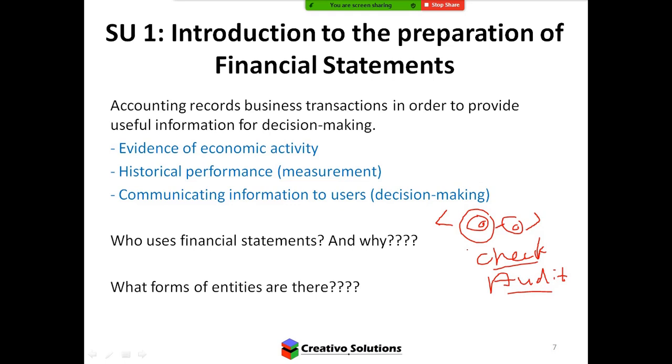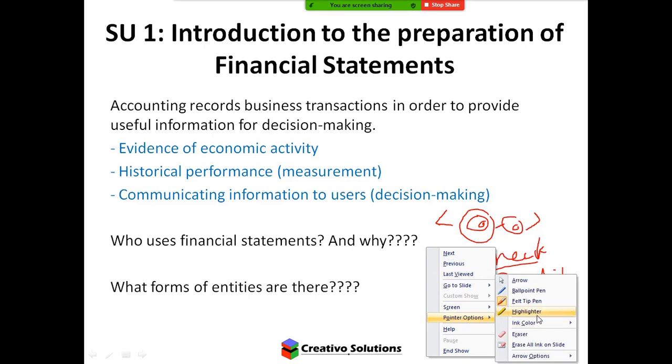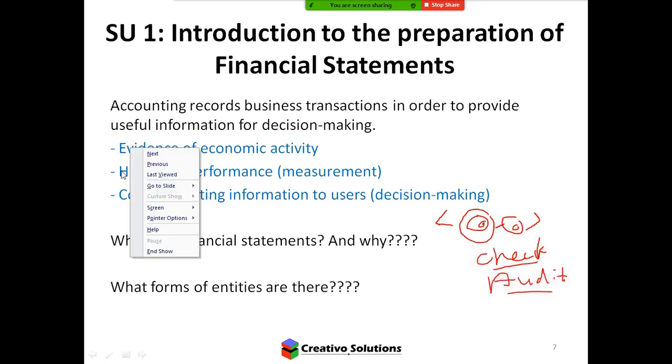So this is what this slide is talking to. It's talking to the process. Accounting records have to be recorded in a specific process, going through the system, and it needs to be based on historical information, things that have happened, not things that will happen.